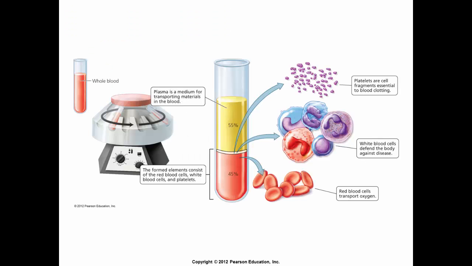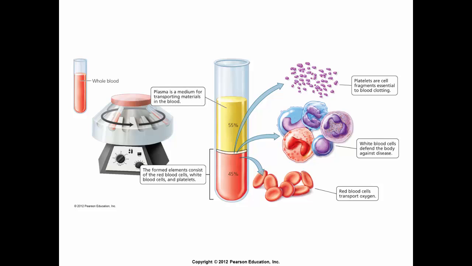This is an image of a test tube of whole blood. It's placed in a centrifuge, which is just a laboratory device that spins at a very rapid speed. You can see the 55% at the top. That's the medium, the majority of what blood is, where the hormones and nutrients are contained. The formed elements consist of the red blood cells, white blood cells, and the platelets at the bottom.